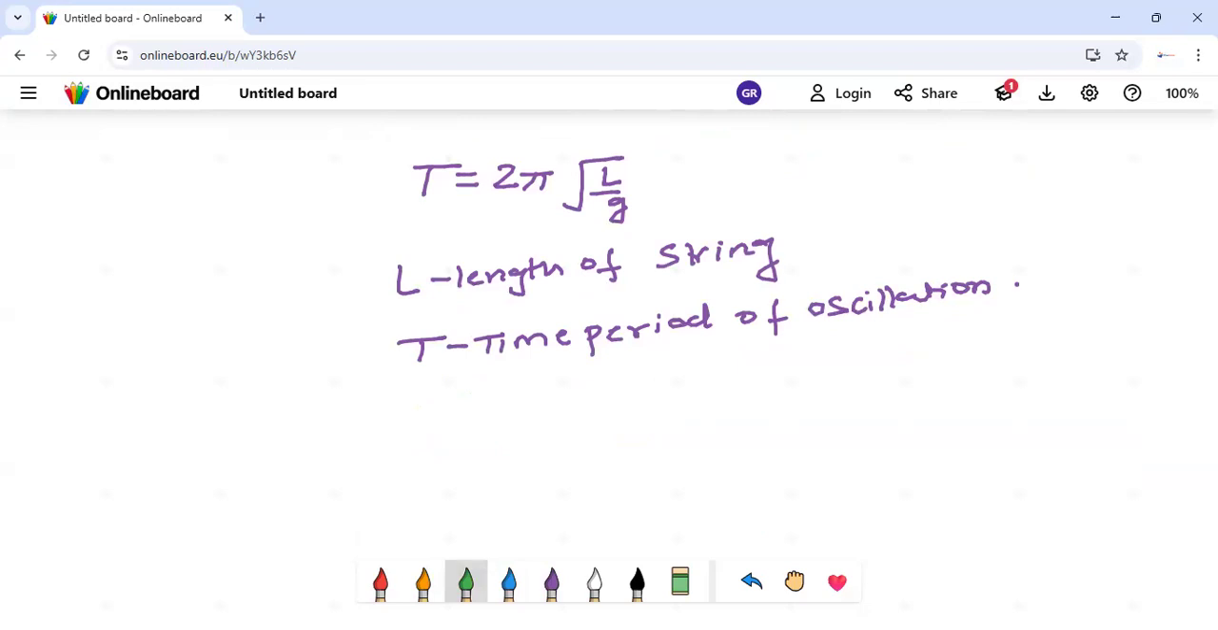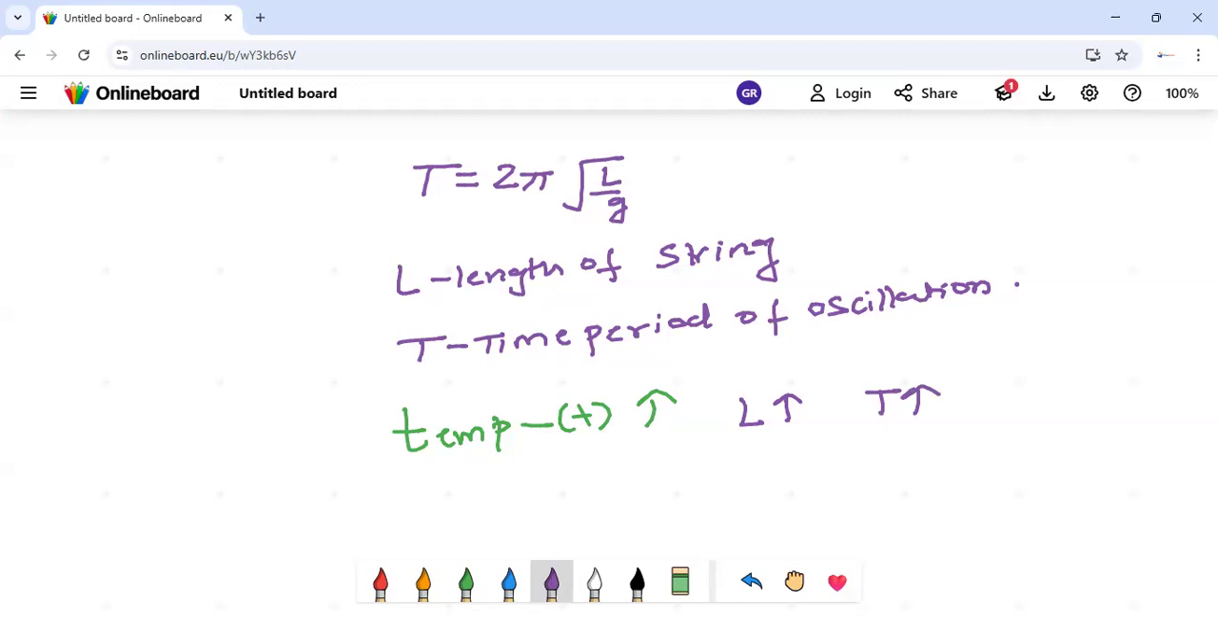Tell me one thing. Here capital T is time period, and small t I am taking as temperature, just to avoid confusion. If I increase the temperature, what will happen to the length? It will increase. And if length increases, the time period of oscillation will also increase, because time period depends on the under root L.